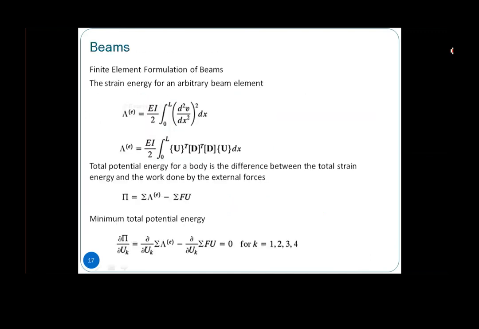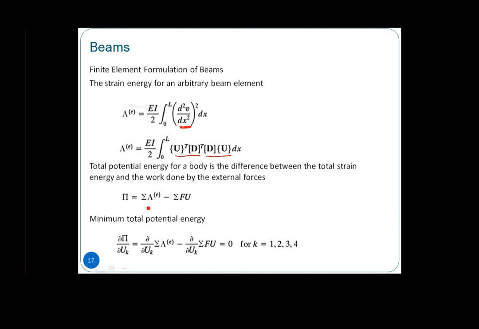So next, our strain energies in the matrix form, or what we call the shape function form, will become u^T d^T d u. Agree with this? Then if we want to find the total potential energy, basically we find the difference between the total strain energy and the work done by the external loads.